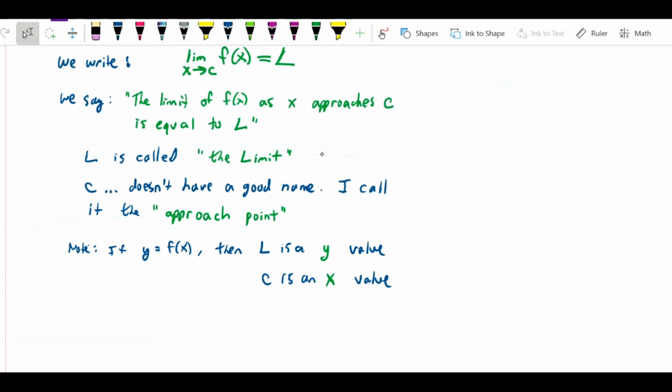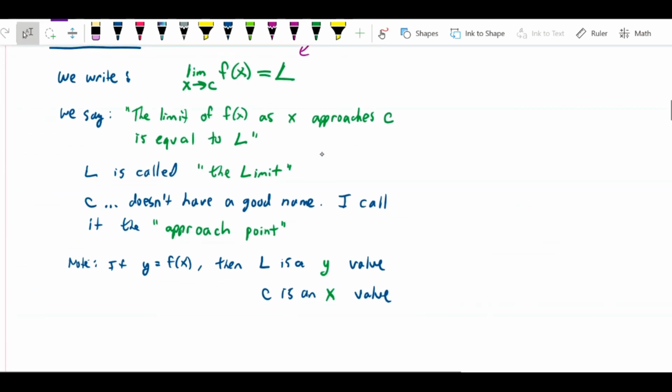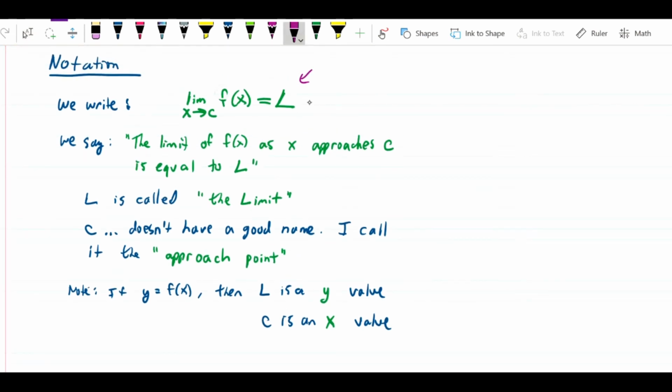And let's go back here. So the last thing to note, which you can see in the previous drawings, is that in this expression, L is a y value and c is an x value. So assuming we're talking about y being a function of x, obviously if we change the variables, then we'd have to switch this around a bit. But if we're talking about the typical y as a function of x, then L is going to be a y value and c is going to be an x value.